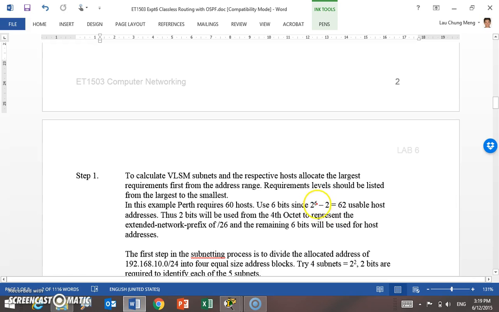That means we will need 2 to the power of 6, so we need 6 bits. We will need 6 bits in order for us to have 62 usable hosts. What happens if we use 7 bits? So if we use 7 bits, 2 to the power of 7.